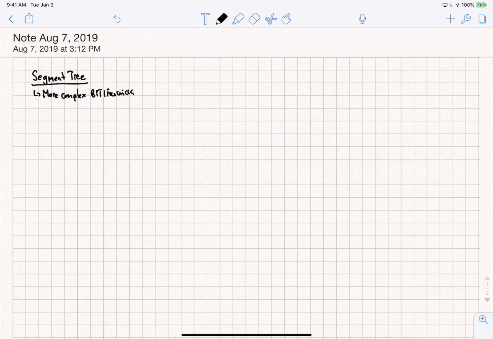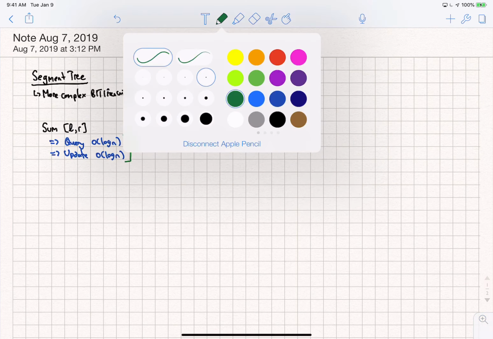So first of all, let's consider the good old problem of having an array, and we want to find the sum between any left and right within that array. So the nice thing is we want to have the properties that the query is O of log n and the update is O of log n. Okay? So we have these two specified.